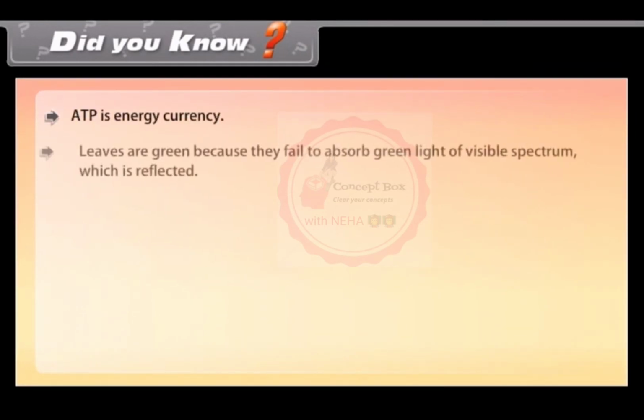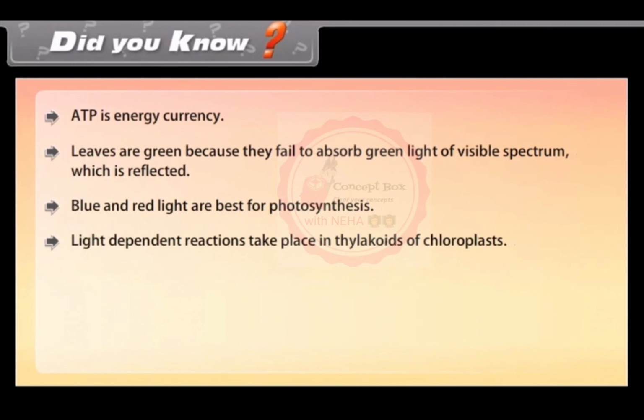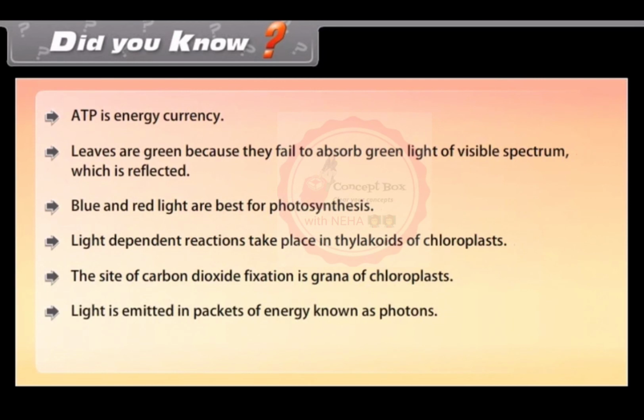Leaves are green because they fail to absorb the green light of the visible spectrum, which is reflected. Blue and red light are best for photosynthesis. Light-dependent reactions take place in the thylakoids of chloroplasts. The site of carbon dioxide fixation is the stroma of chloroplasts. Light is emitted in packets of energy known as photons. The splitting of water is known as photolysis.